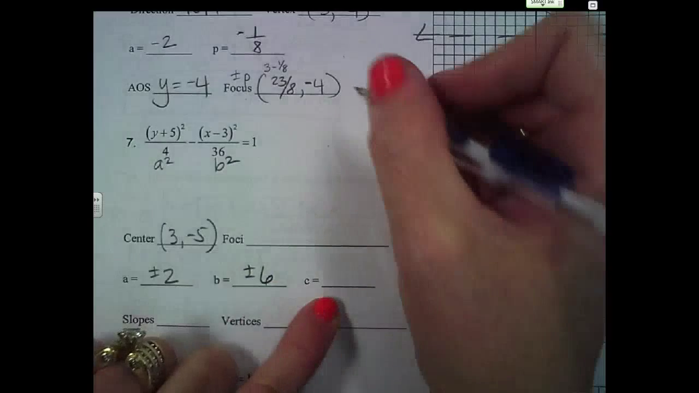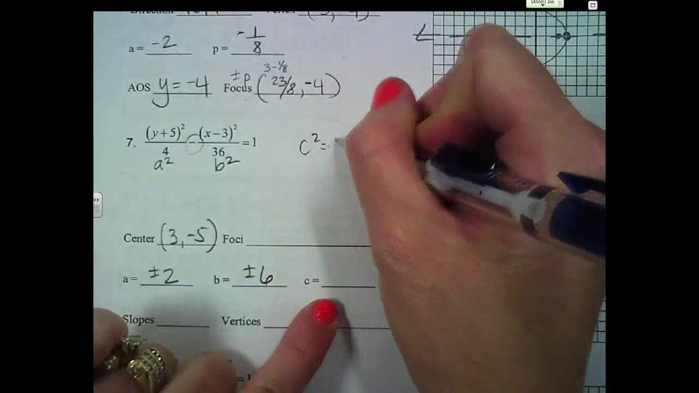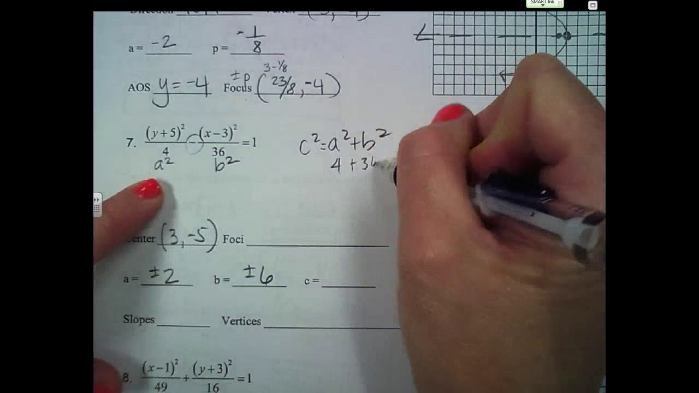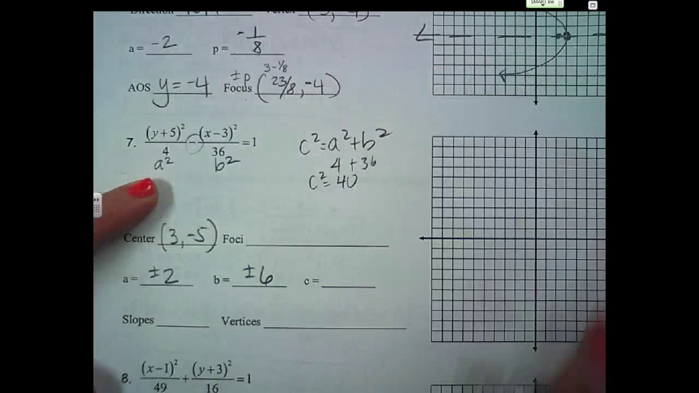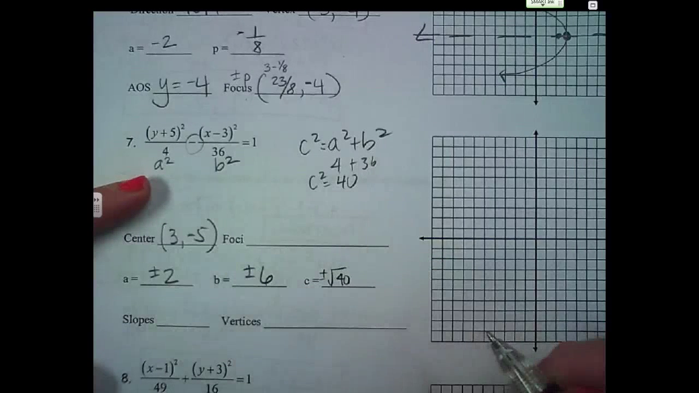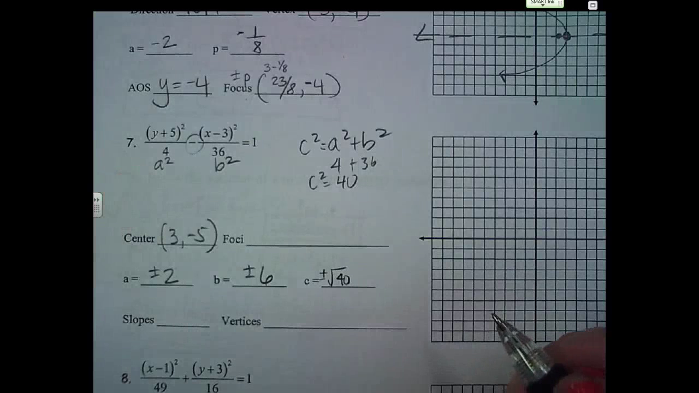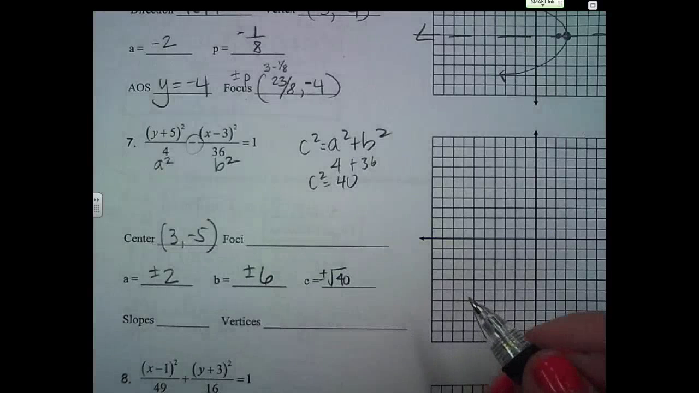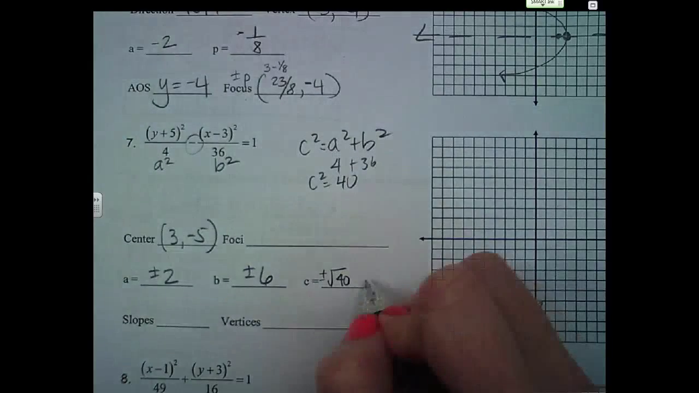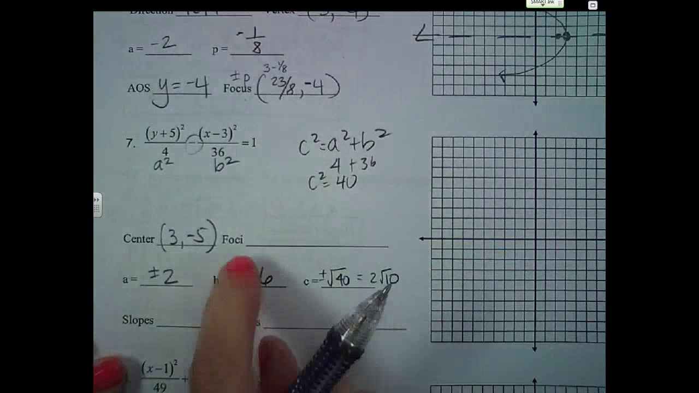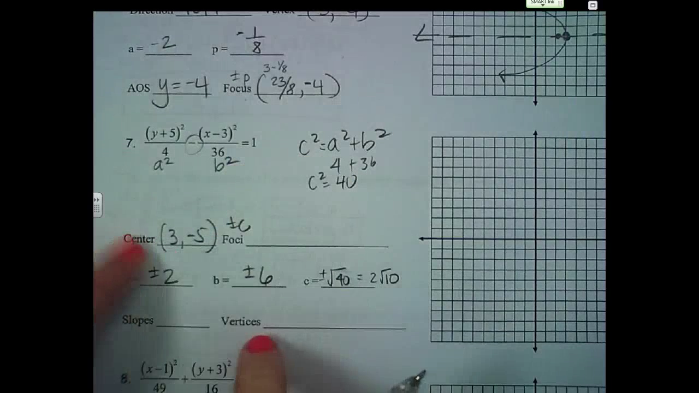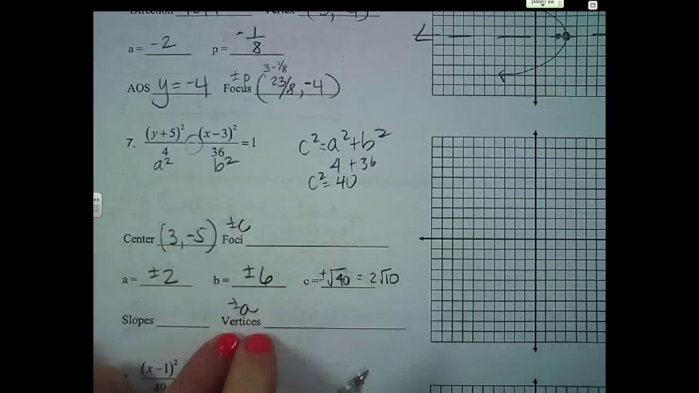Remember, C is found with a formula. Since it's a minus, the formula we use is a squared plus b squared. It's the opposite. So that means I want 4 plus 36, so c squared is 40. So c is the square root of 40, which can be reduced. So you have to actually find the largest perfect square and reduce it. So this becomes 2 root 10. Now guys, on the foci, remember foci is plus and minus c from the center, and your vertices are plus and minus a, if that helps you.